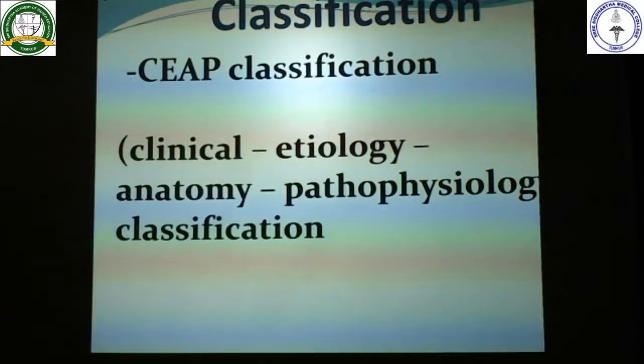So how will you classify varicose veins? There is a classification system called the CEAP classification. C implies clinical, E means etiological, A means anatomical, and P means pathophysiological classification. Out of this CEAP classification, the clinical classification is important. Whenever you diagnose varicose veins, we have to tell according to this classification.